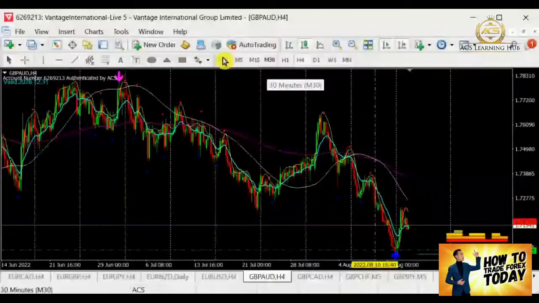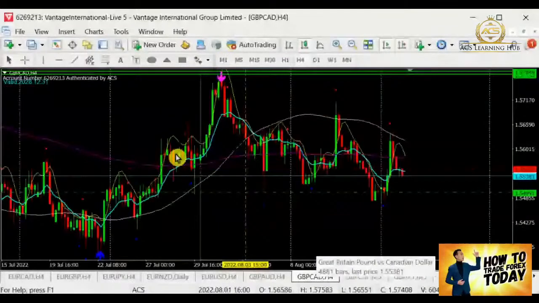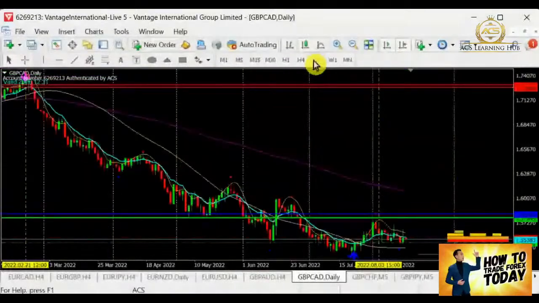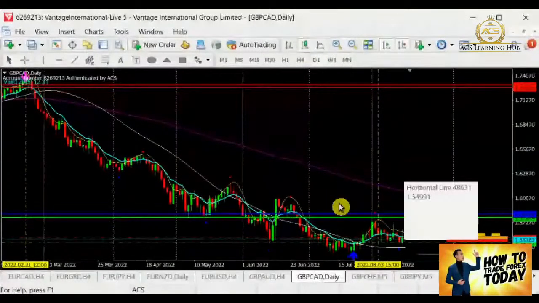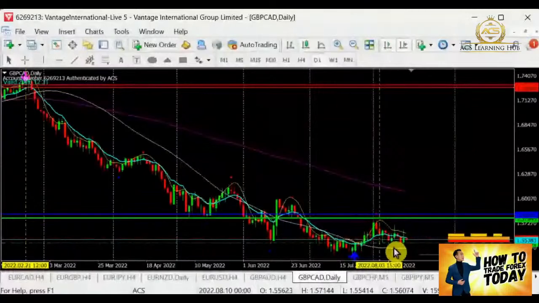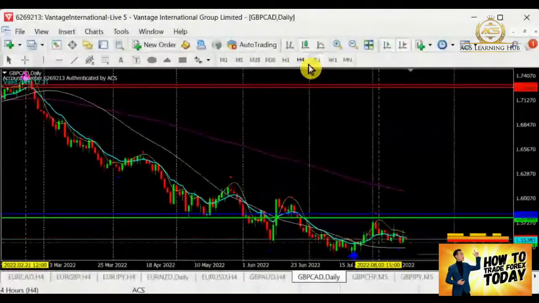Pound CAD, what about pound CAD? Over here we are in the bear, but it seems like the same thing is landing, bumping on the platform here. So tentatively, are we still looking for a selling? We are in the bear. Yes, we can still look out for selling.